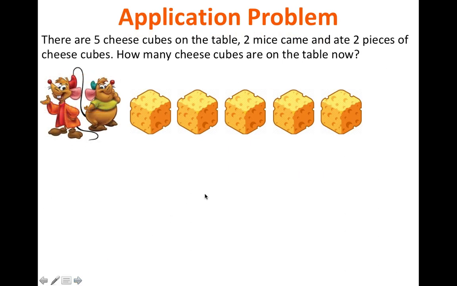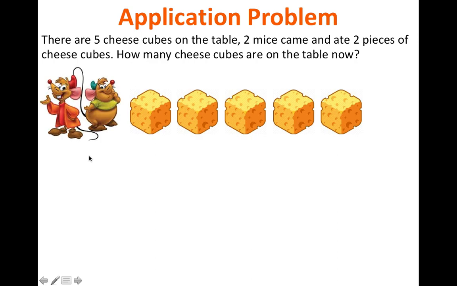So this is our first application problem. At this time, since this is the first time we're doing this, I want us to pay attention, and we will do the application problem together. So at this time, please put away all your materials. We are going to do this one together, and the next couple you are going to be doing by yourself. So there are 5 cheese cubes on the table. 2 mice came and ate 2 pieces of cheese cubes. How many cheese cubes are there on the table?